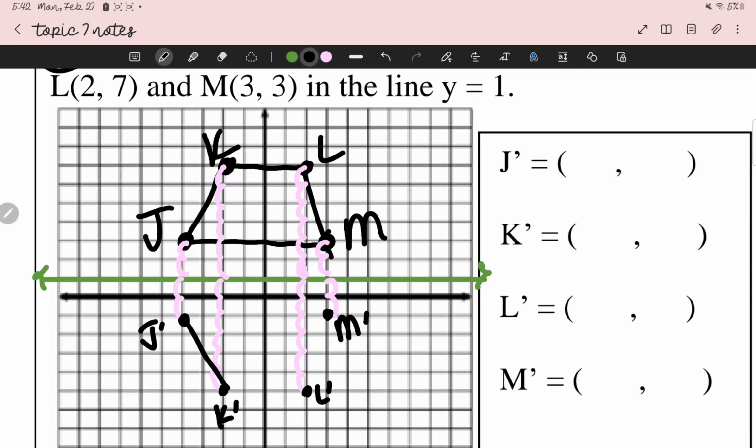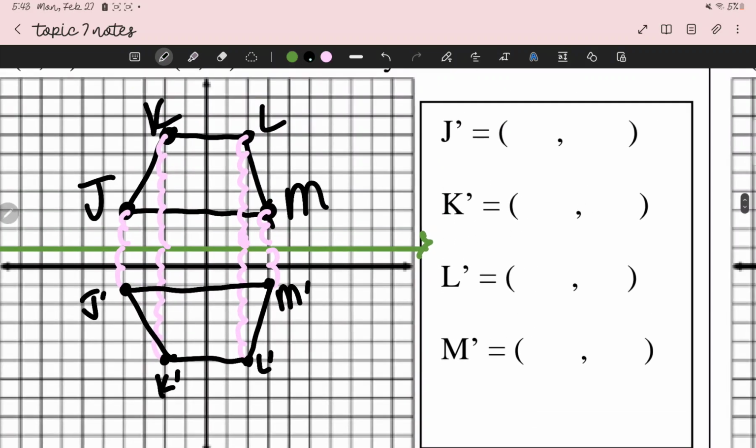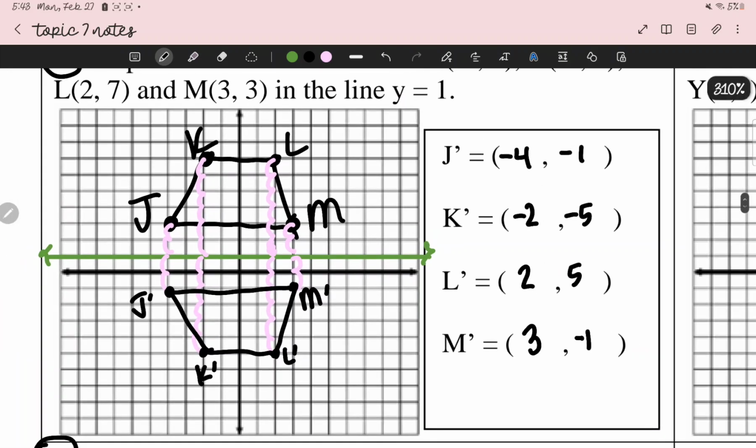I'm going to go ahead and connect these and write what those new points are. So my new point is going to be based on the actual location. So that'll be -4, -1 for J. For K, it is -2, -5. Make that a little more neat. Alright, L is 2, -5. And M is 3, -1. Okay, so I know I'm good there.